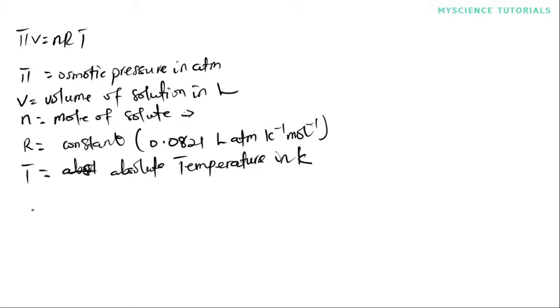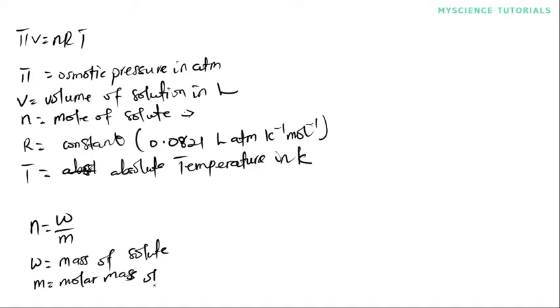Now, when we want to determine the molecular weight or the molecular mass of the solute present, all we need to do is replace the mole, using the notation we've been using since the beginning of colligative properties, w over m, where small w is the mass of the solute and small m is the molar mass of the solute. If we do this substitution into this formula, we get pi V equals w over m multiplied by RT.